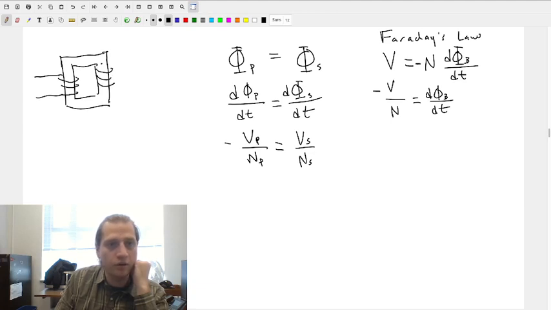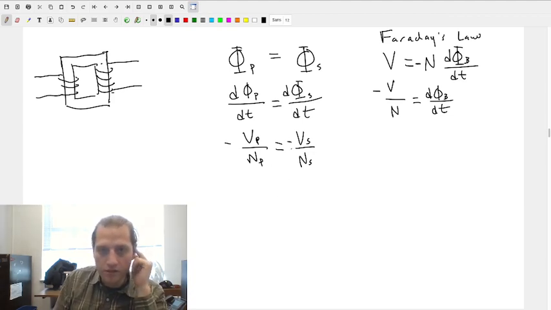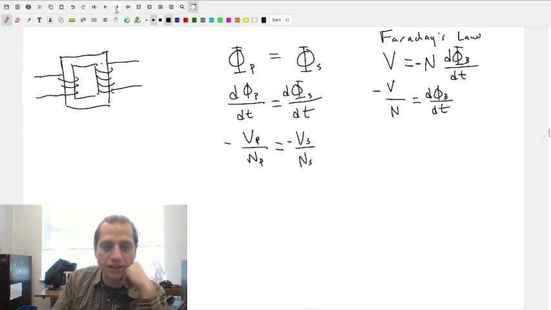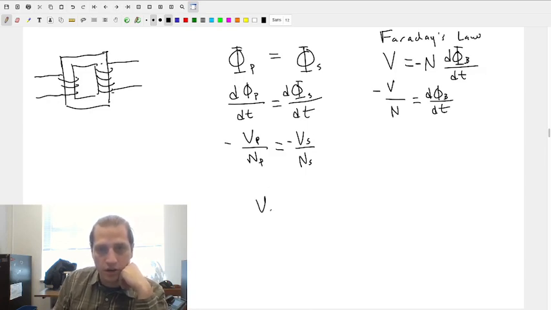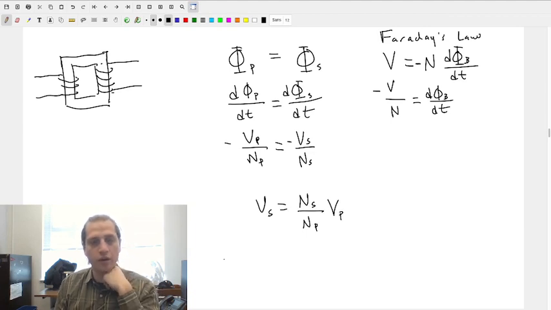If it was the same number of turns, then presumably you would just get the same thing out in both cases. Okay, and so we have a minus on both sides, and then this allows us to solve for our secondary voltage. Our secondary voltage is just the number of turns in the secondary over the number of turns in the primary times the voltage of the primary.